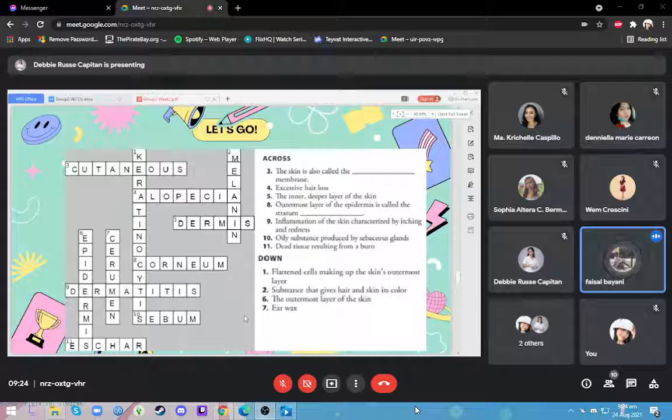For down, number 1, flattened cells making up the skin's outermost layer. So our answer is keratinocytes. Number 2, substance that gives hair and skin its color. Our answer for that is melanin. Number 6, the outermost layer of the skin. Our answer for number 6 is epidermis. And number 7, earwax, cerumen.